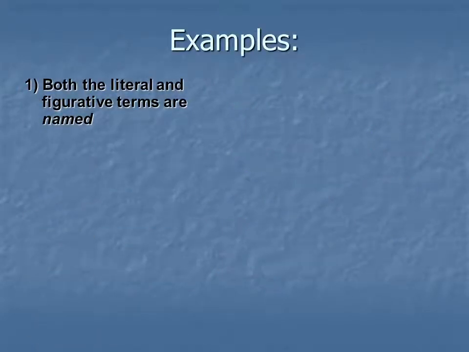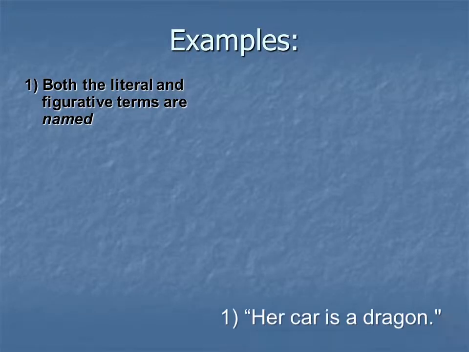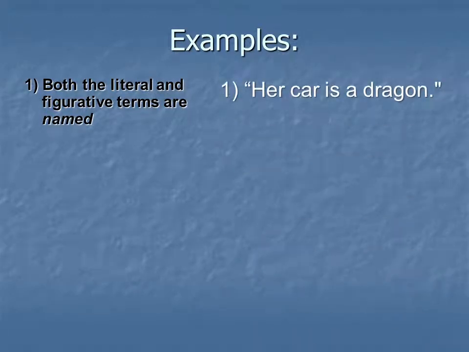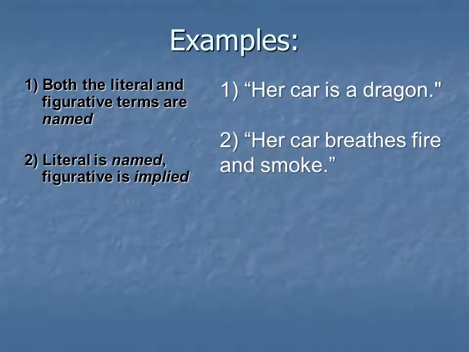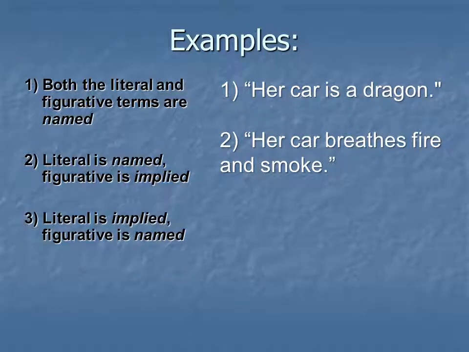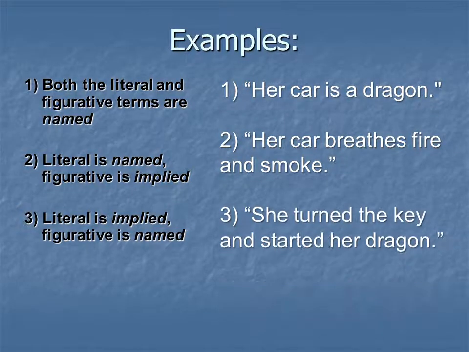when both the literal and figurative terms are named, this is the basic kind of metaphor. Her car is a dragon. Just flat out saying it. When the literal is named but the figurative is implied, her car breathes fire and smoke. Here, the breathes fire and smoke is implying dragon. Where the literal is implied and the figurative is named, she turned the key and started her dragon. Here, the she turned the key and started is implying car.